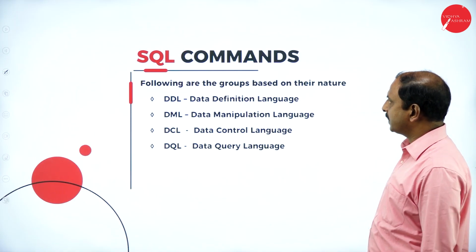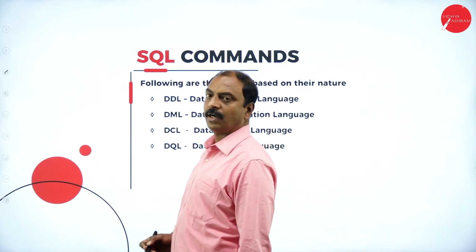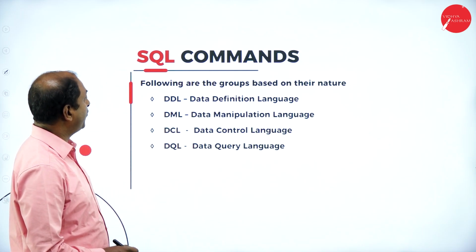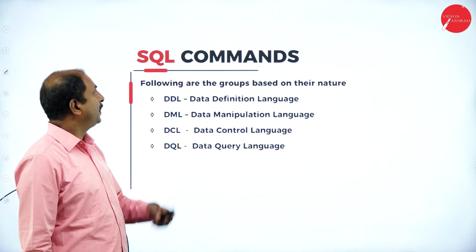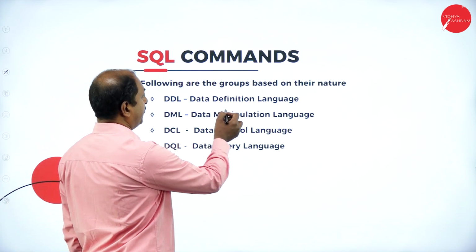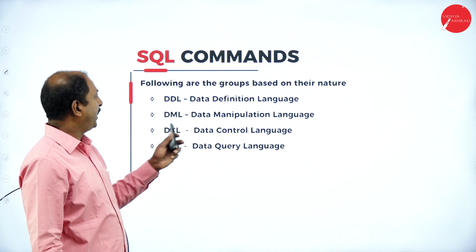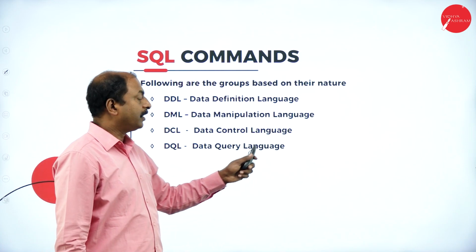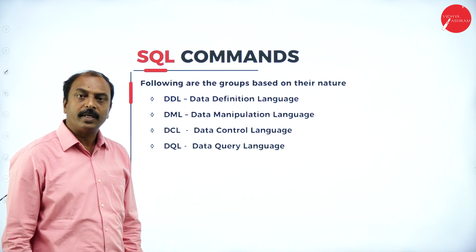Now let us move on to the next slide, and here let us see what are SQL commands or SQL queries. So here SQL commands are classified into these four types of categories, or four types of SQL commands. They are: one is DDL, data definition language, data manipulation language, and DCL, data control language, and DQL, data query language. These are the four categories of SQL commands.